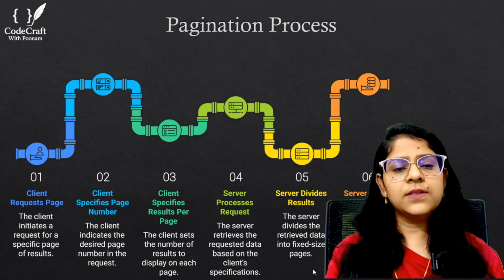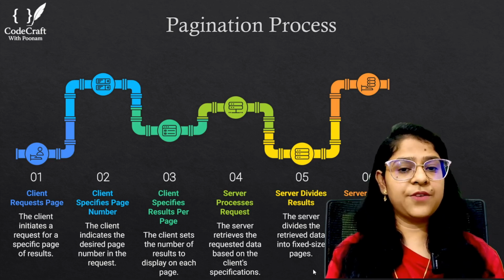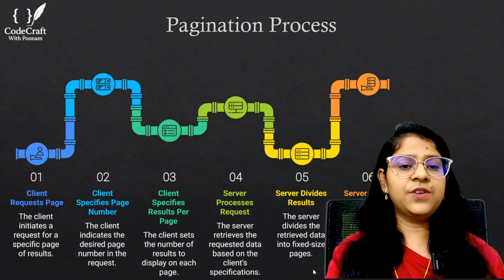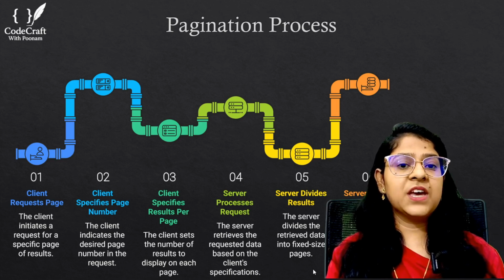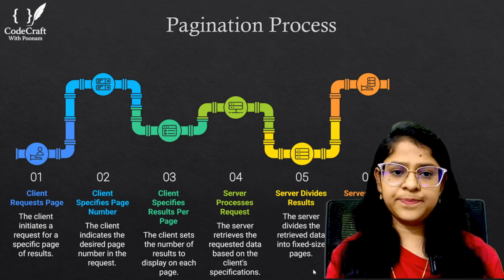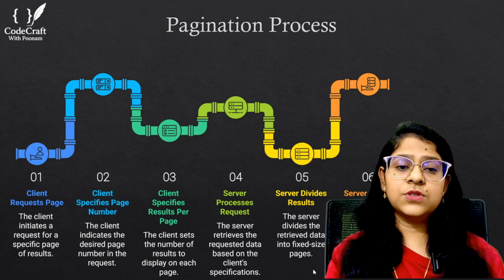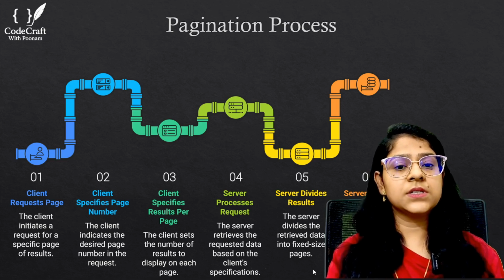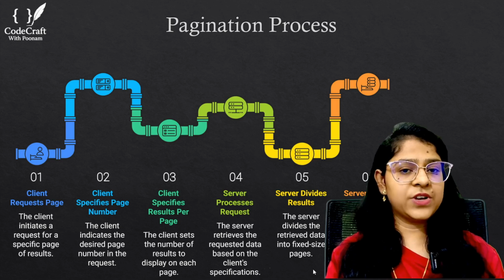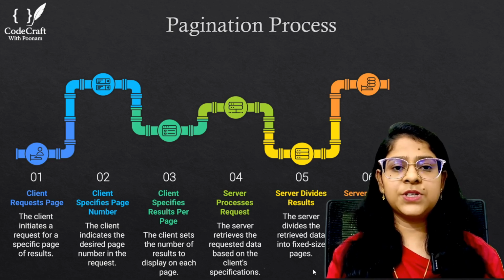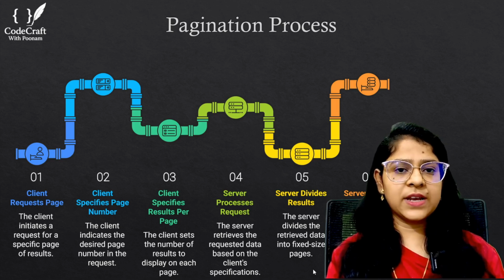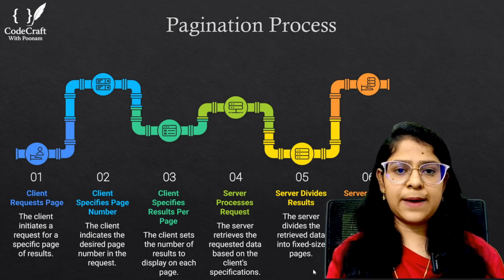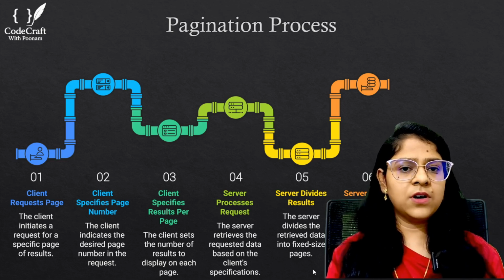The client decides which page they want. For example, if they want page number 1, they will give page equals 1. The client also decides how many results per page there should be. As I told you, in each page we are going to have 10 recipes, so for that we mention size equals 10. I will show you all this in our example when we have the code walkthrough.